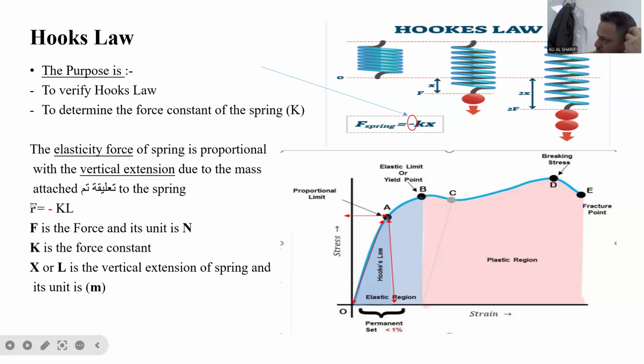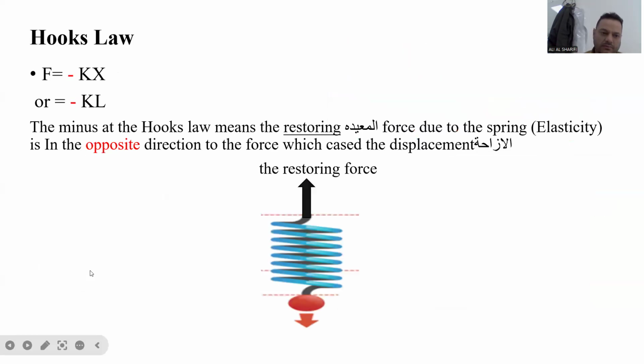Here, Hooke's law is F, in newtons, equals minus K L, where K is the constant and L is the extension. You can write it as E or L dash. Here the minus sign assigns the opposite direction of the restoring force.